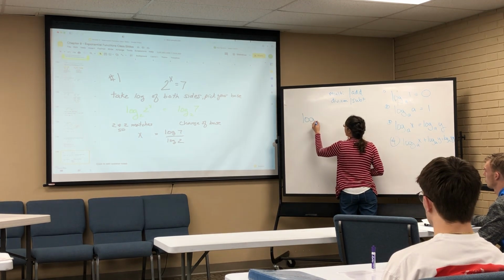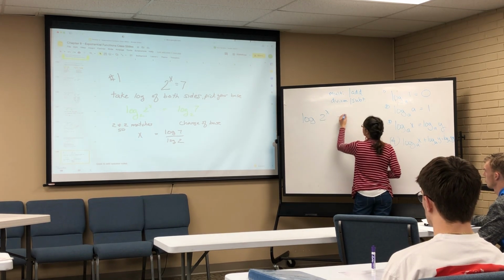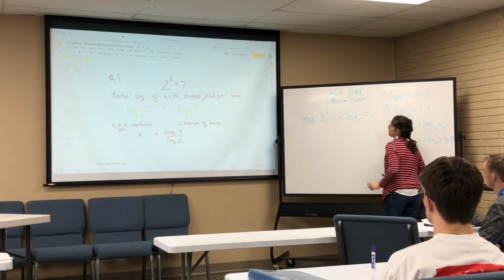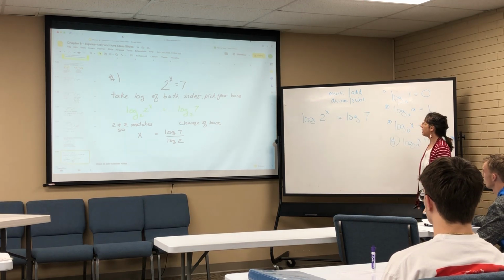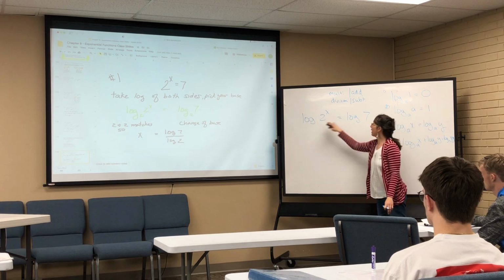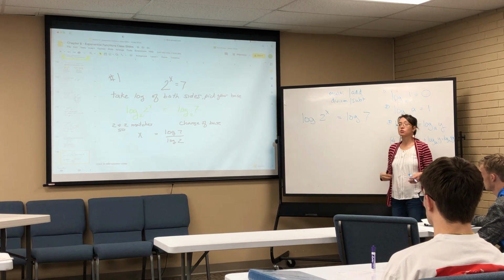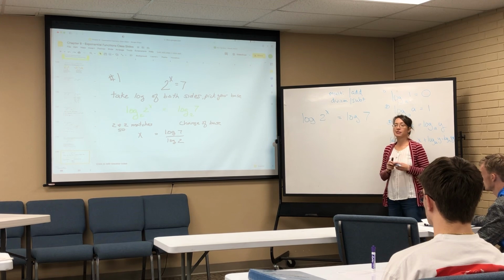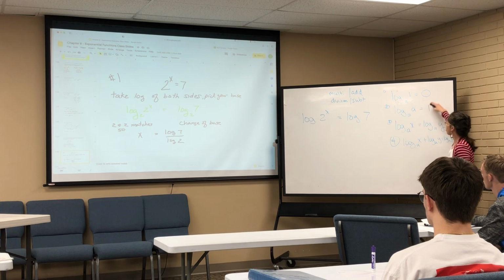What we do to the one side, we're going to do to the other side. We're going to take the log of both sides first. Remember, what we do to the one side, we do to the other side. Now, when I take the log of both sides, I get to pick what I want the base to be. We can pick any number that we want. According to our rules, what would be a wise number to pick?